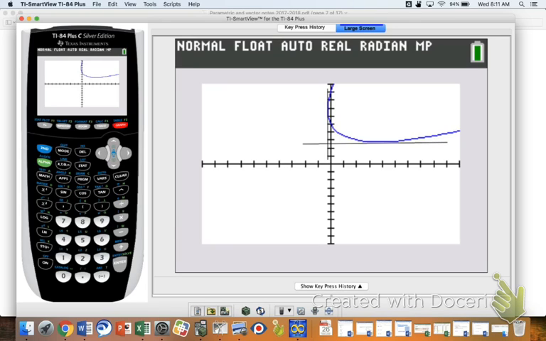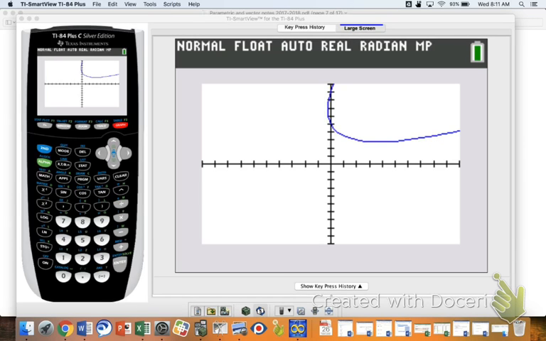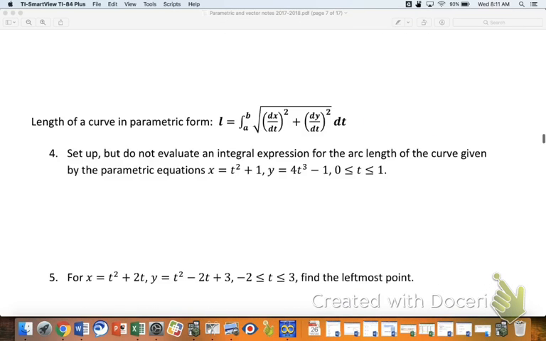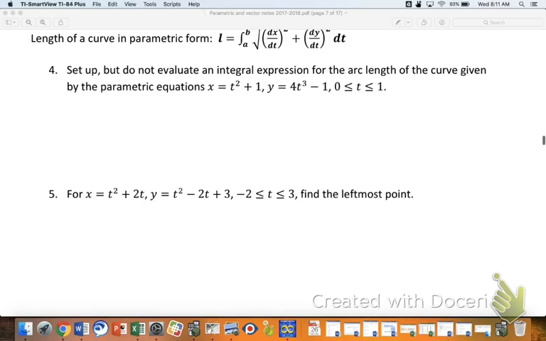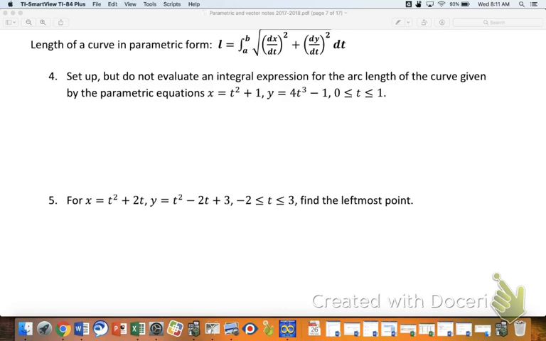Okay. So if you haven't already looked at number 4, please do. It's the length of a curve in parametric form. We've looked at arc length before, in non-parametric form. That would be your formula. Hopefully you can see the distance formula played out there again as well. So if you would, please try number 4. Set up an integral expression for the arc length of the curve given by those parametric equations.